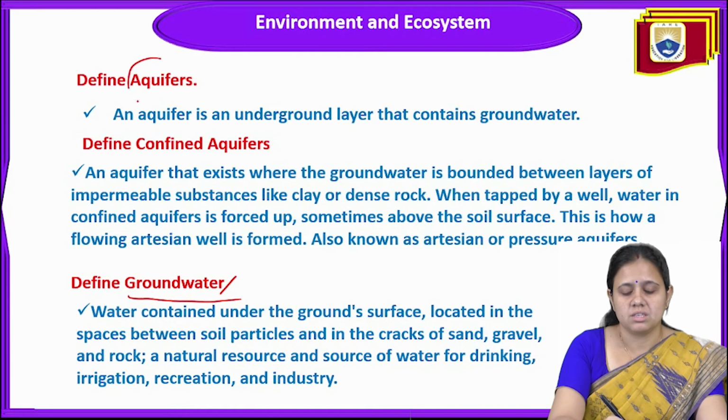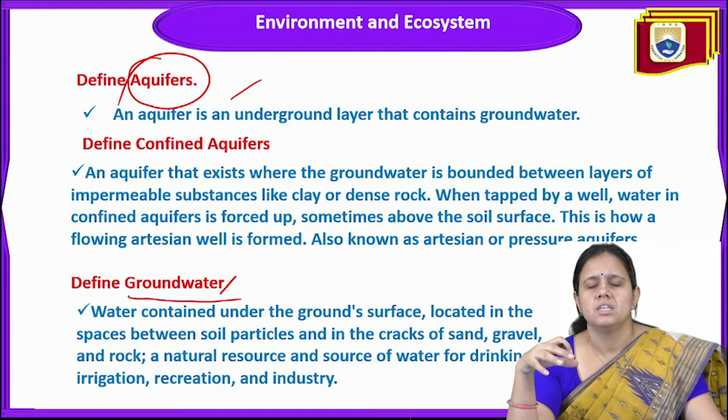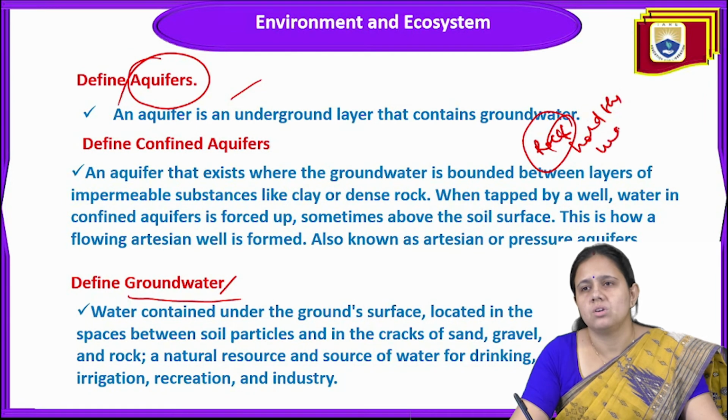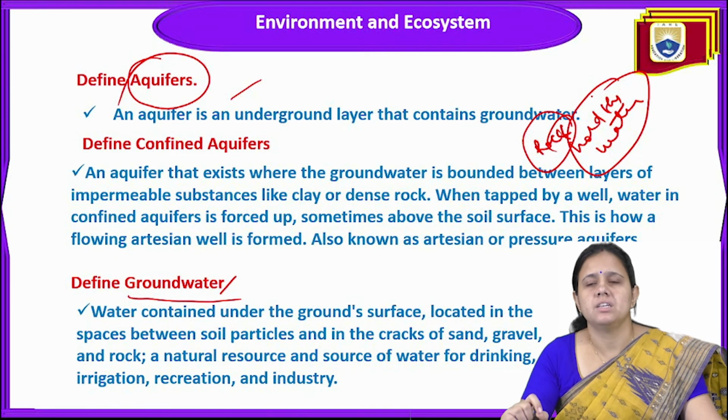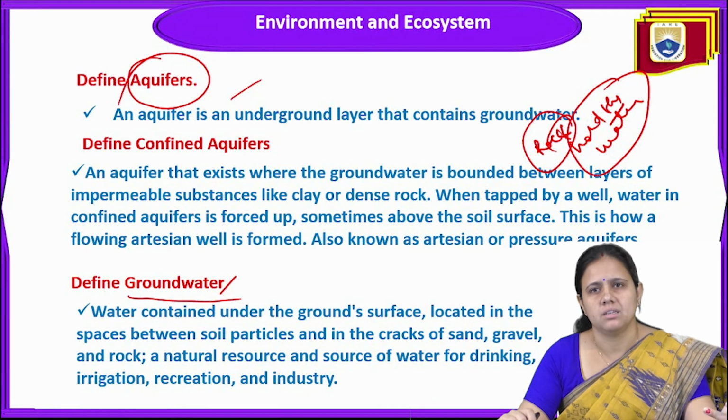Next term associated with this groundwater is the aquifers. Aquifers is a layer of rock that will hold the groundwater is called as aquifers. Means a rock that will hold the water beneath the earth surface is called as aquifers. Means aquifer is an underground layer of rocks that contains groundwater. Basic, we can define it as an underground layer of rock that contains groundwater is called as aquifer.